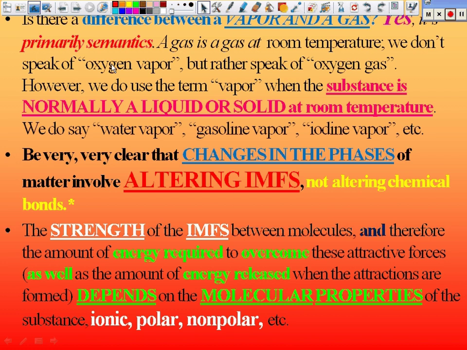Iodine, what color is it up there on the wall? It's black, okay? So iodine is normally what? Say the matter. It's normally a solid, but it actually goes through sublimation, which is solid to gas. So when it becomes a gaseous state of matter, we don't call it iodine gas, we call it iodine vapor. So we'd say water vapor, gasoline vapor, or iodine vapor. It would not make sense to say gasoline gas. It's a gasoline vapor.